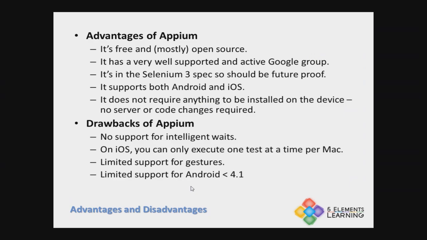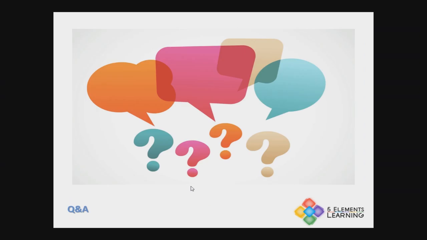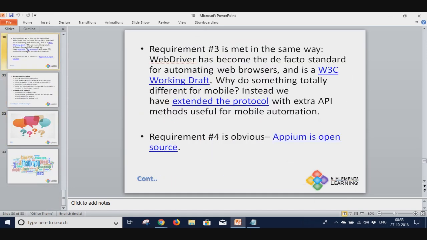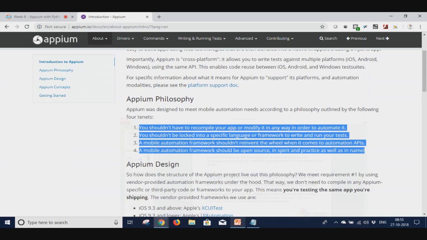You cannot run your test in parallel on iOS. There is limited support for gestures, and there is limited support for Android versions less than 4.1. So for that you use Selendroid. So do you guys have any questions specifically on this Appium philosophy and how all these Appium philosophies are met?